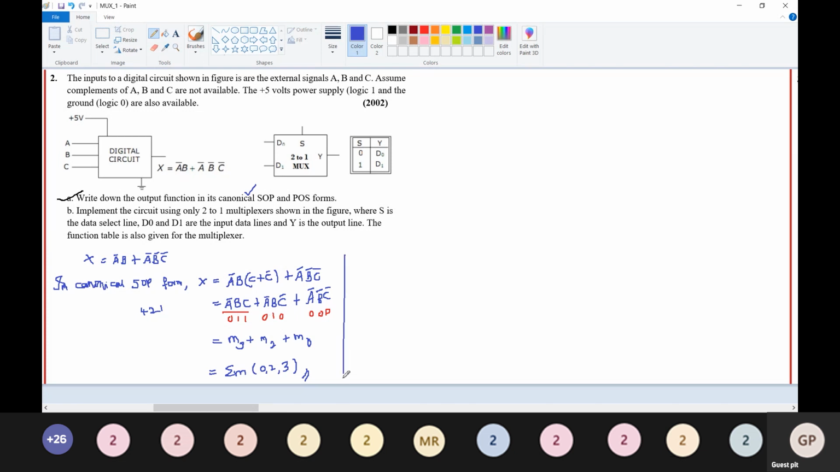Now after writing the canonical SOP form, the POS will be very easy. Just write the missing ones: whatever the minterms are written, write the other values. So that is the product of M, the canonical POS form.